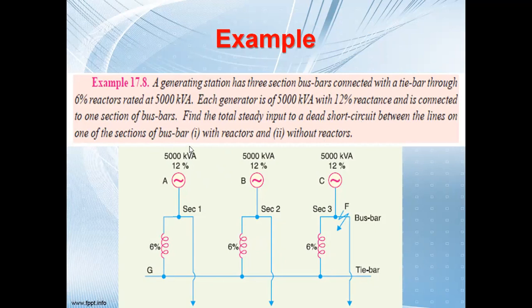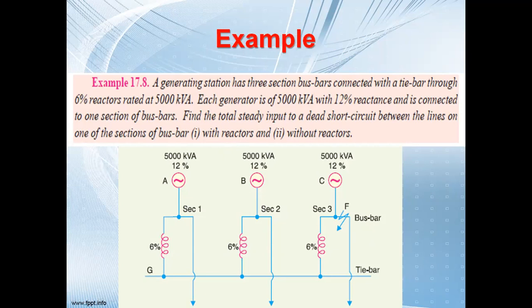That means each generator is feeding power through this bus bar, and afterwards it is going to the load. Now, in between this main bus bar and the tie bar, there are some reactors connected, having a reactance value of 6%. Now find the total steady input to a dead short circuit between the lines on one of the sections of the bus bars, with reactors and without reactors. So there are two possibilities.